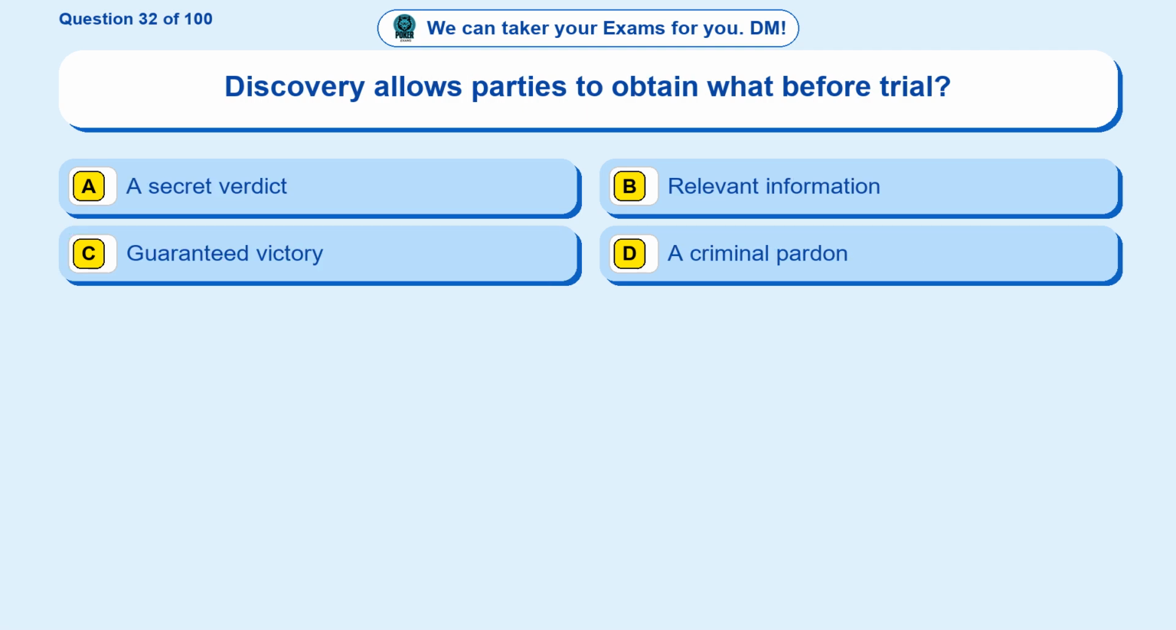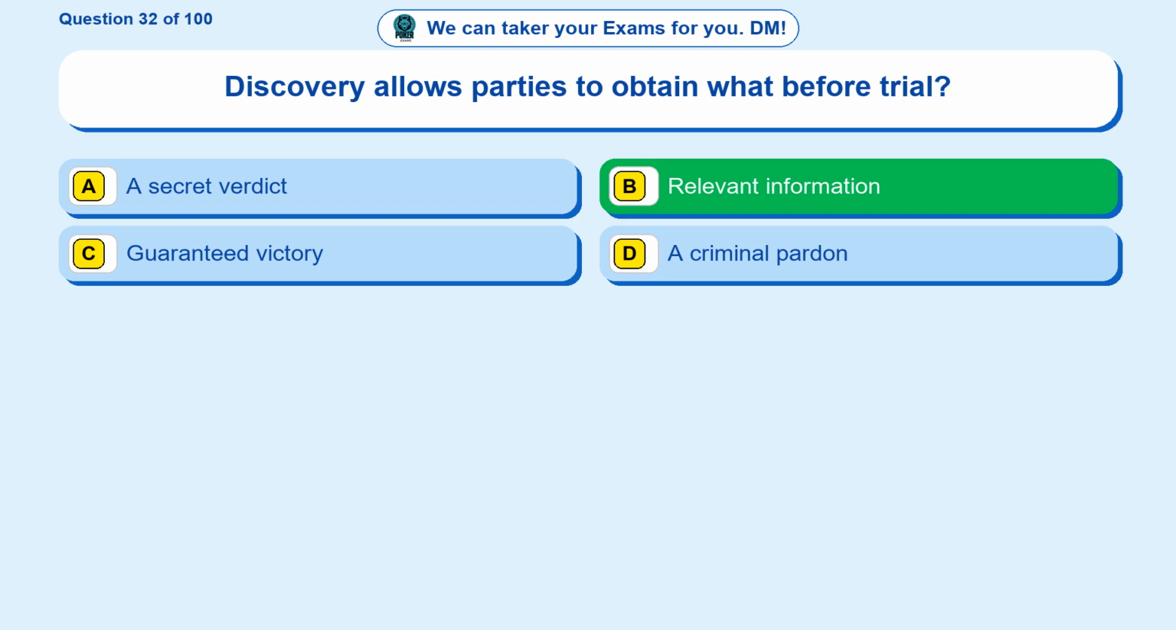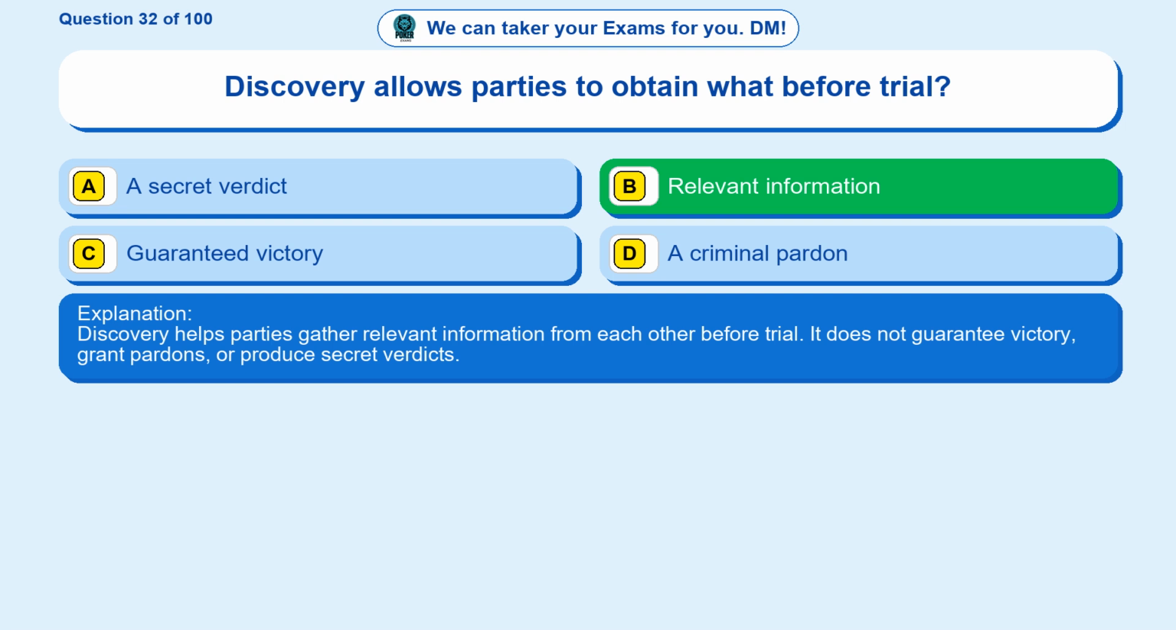Question 32. Discovery allows parties to obtain what before trial? Option A, a secret verdict. Option B, relevant information. Option C, guaranteed victory. Option D, a criminal pardon. The correct answer is option B, relevant information. Discovery helps parties gather relevant information from each other before trial. It does not guarantee victory, grant pardons, or produce secret verdicts.